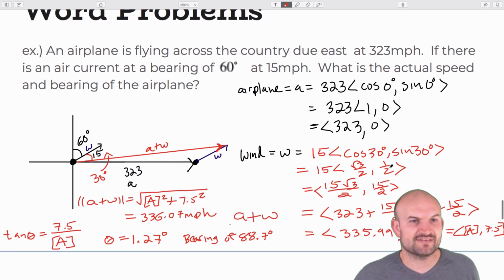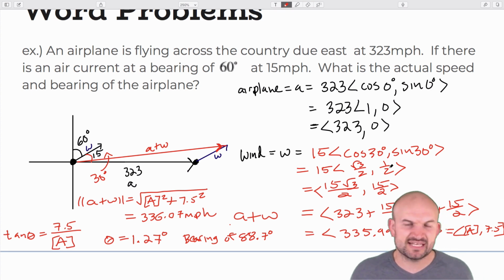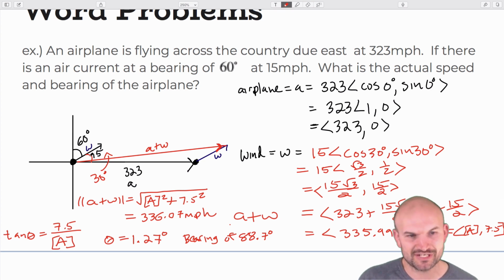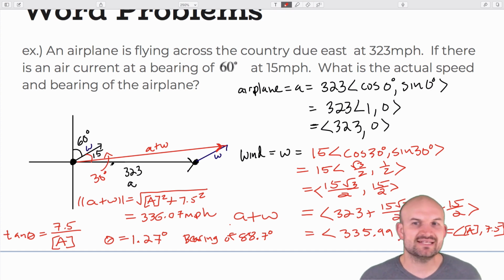So the first word problem that I went through step by step for my students was about an airplane flying across country due east. So it's going due east at 323 miles per hour. You can see here, I represented this as a vector going due east, 323 miles per hour. And there's an air current at 60 degrees at 15 miles per hour. Now, the question was asking, what is the actual speed and bearing of the airplane?